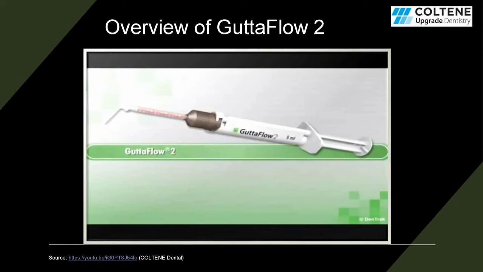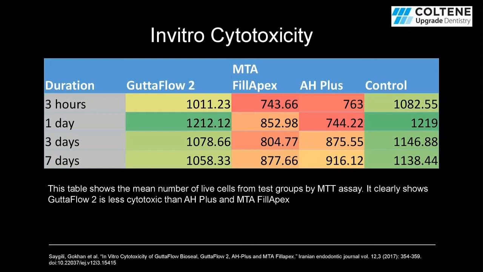So in this slide, we'll talk about the in vitro cytotoxicity, or basically the biocompatibility of Gutta Flow 2 in comparison with the very commonly used other materials that are available in the market. As you can see, the Gutta Flow 2 has the maximum amount of live viable cells even after 7 days, and it's the highest in the first day. In comparison to Gutta Flow 2, you can see the other products are far beneath the control that we have, and only Gutta Flow 2 even compares to the control.